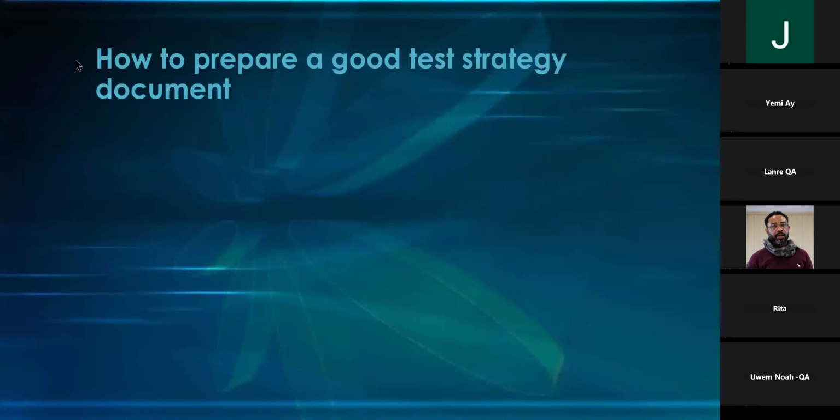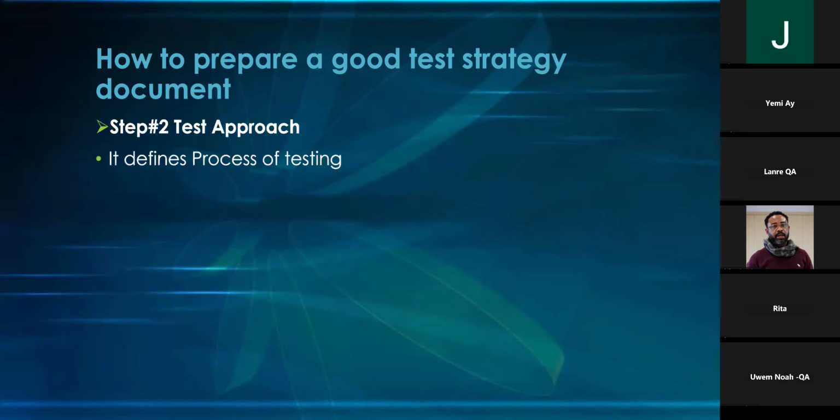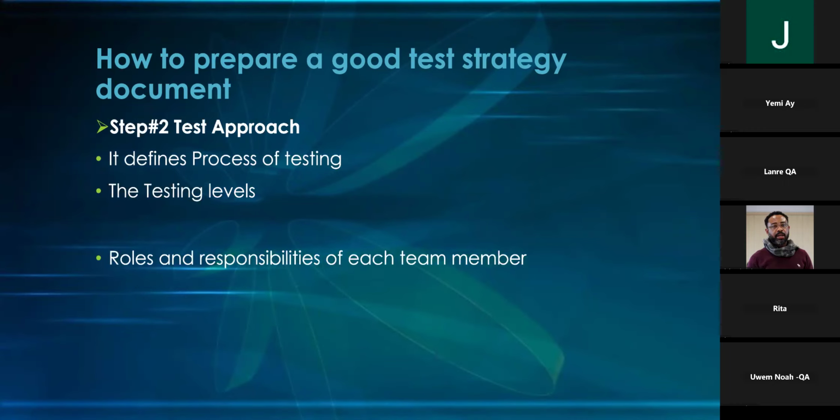So how to prepare a test strategy document. We are going to step 2, test approach. What is the test approach? It defines the process of testing, the testing levels. So what is the process of testing? Test levels: unit testing, integration testing, acceptance testing, all those kinds of levels.